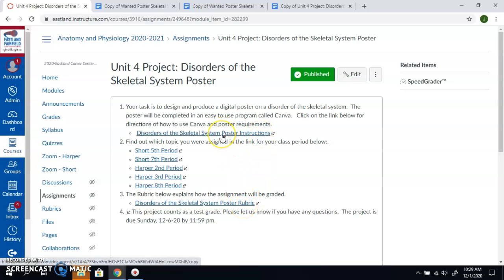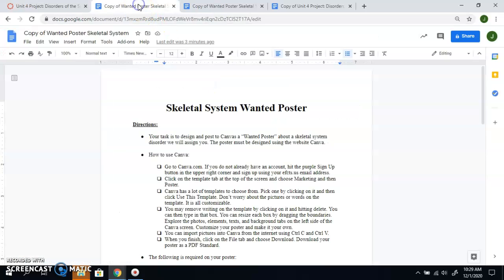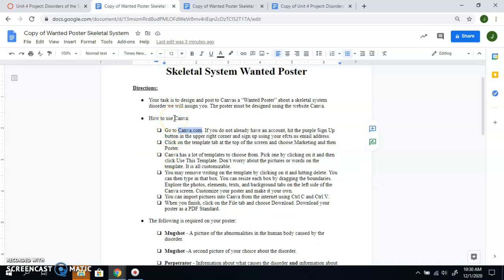When you click on the poster instructions, you learn that, first of all, you are making a poster. In the past, we've made things like PowerPoint presentations or trifold pamphlets. This one happens to be a poster. You're going to use a poster generating website called Canva. Okay, you can see that it's at canva.com. Pretty user-friendly, making the posters through canva.com. You can figure out how to do that by following these instructions right here.